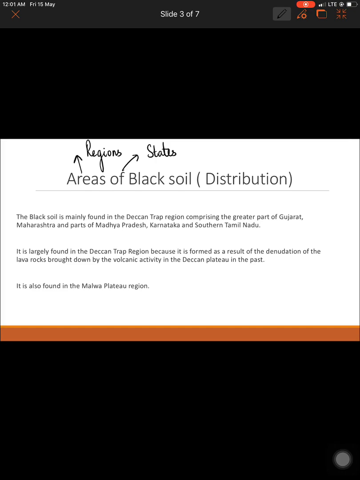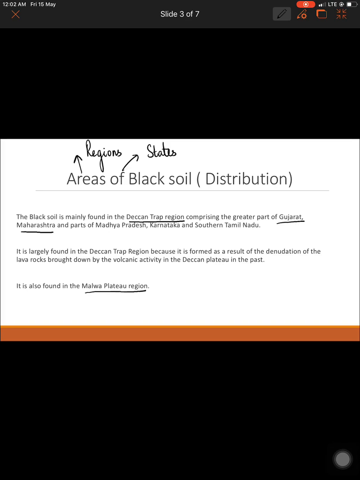The first thing, whenever you are asked to name two regions where you find black soil: whenever we talk about region, the most important region is the Deccan Trap region, that's the Deccan Plateau region. The second region is the Malwa Plateau region. So if you are asked to name regions, you must write Deccan Plateau and Malwa Plateau region. The second thing is states. The most important states are Gujarat and Maharashtra, where you find black soil. So black soil is mostly found in the Deccan Trap region, the Malwa Plateau region, and with respect to states, you mostly find it in Gujarat and Maharashtra.